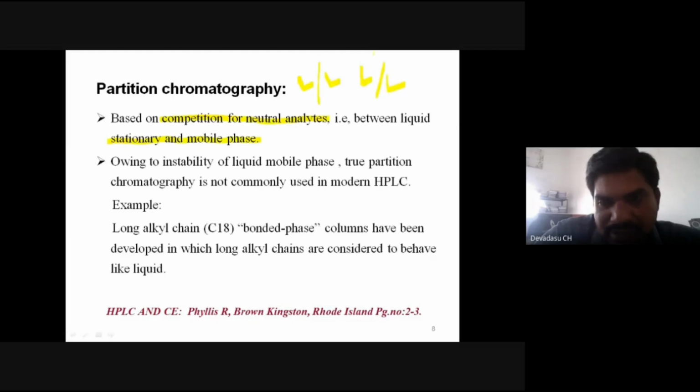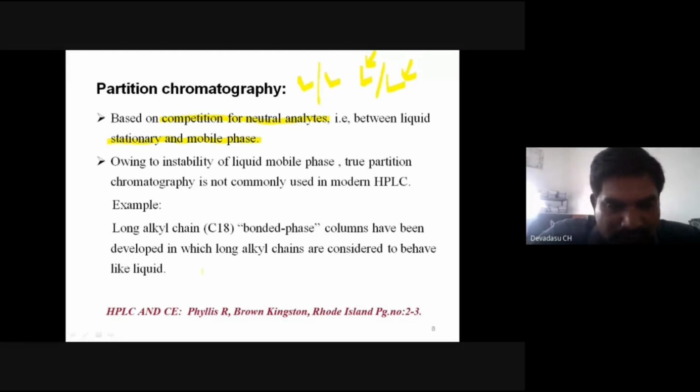But it is very difficult to prepare liquid stationary phases in chromatography because support is needed to hold the liquid stationary phase. That is the main drawback while manufacturing liquid stationary phase. However, long alkyl chain bonded phase columns have been developed. These long alkyl chains are considered to behave like a liquid. But remember that it is very difficult to prepare liquid stationary phases.